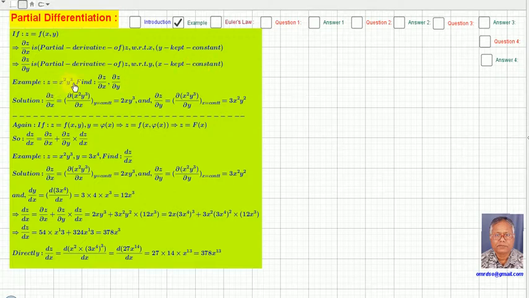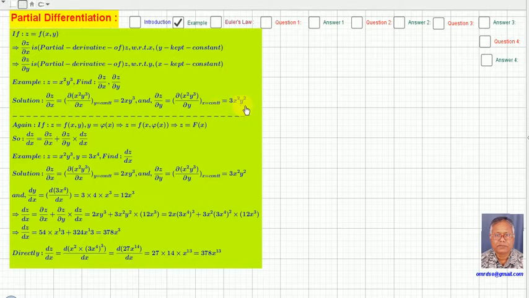Suppose z is equal to x square y cube and you have to find out del z/del x and del z/del y. Now del z/del x is equal to del (x square y cube) upon del x. Keeping y constant, we will get 2x y cube. And del z/del y similarly we will get 3y square, differentiation of y while x is constant, so 3x square y square.